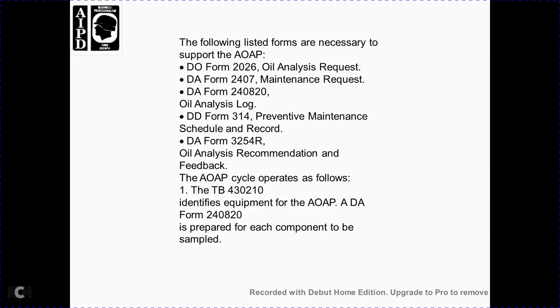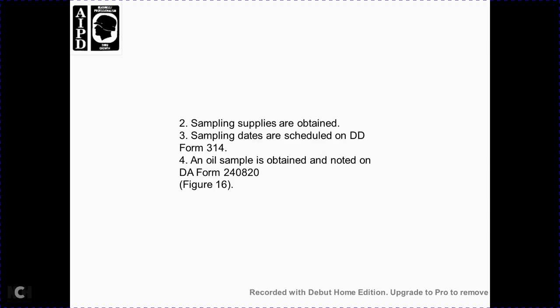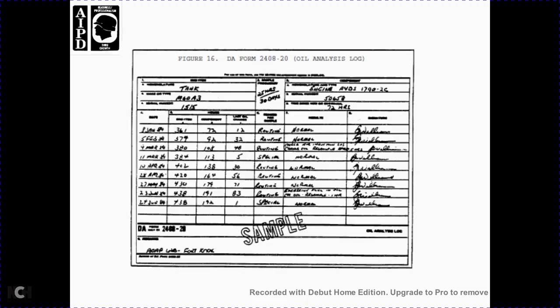The DA Form 5820 is prepared for each of the equipment to be sampled. The sample data is supplied to the TAMMS for the schedule on the DA Form 314, and the oil sample is noted on the DA Form 5820, Figure 16. Figure 16 shows the DA Form 5820 oil analysis log.